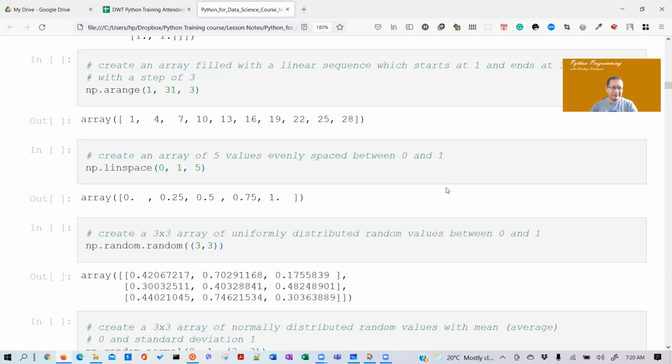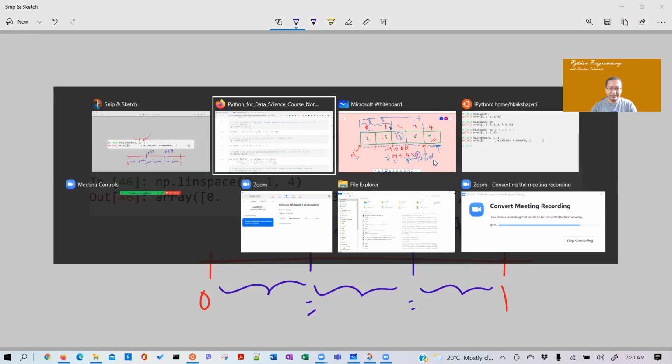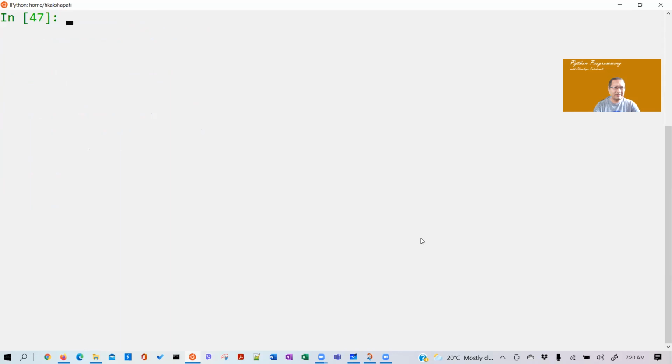All right, so what else do you have? Random. Okay, np.random.random. Let's see. np.random.random. Okay, so let's see. What random module? np.random.random. Let's see.